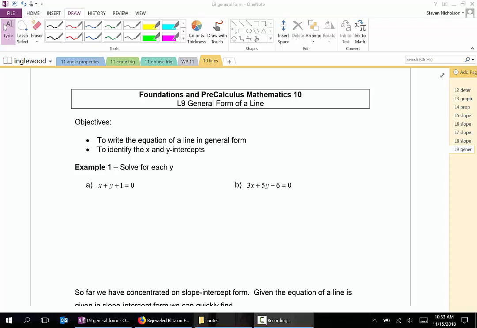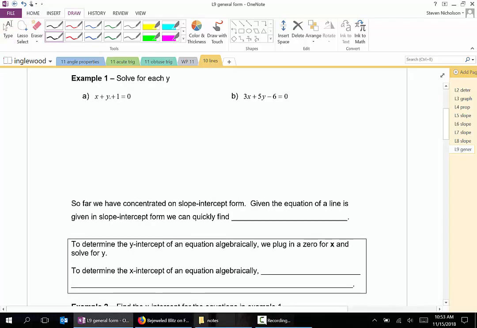really good features. So for example number one, what I want to do is solve for y. I want to isolate y. And in isolating y, all of a sudden you should be thinking y equals mx plus b form. So let's go ahead and do that. In order to isolate y in the first one, we're going to have to subtract x and subtract 1, and we're going to have to do that from both sides. And when we do that, we get y equals negative x minus 1.